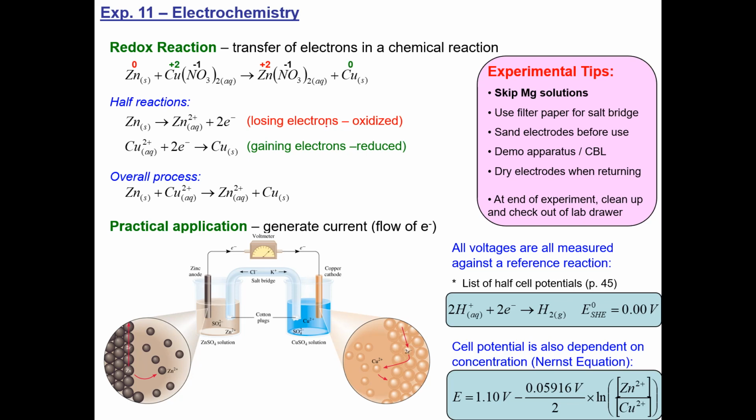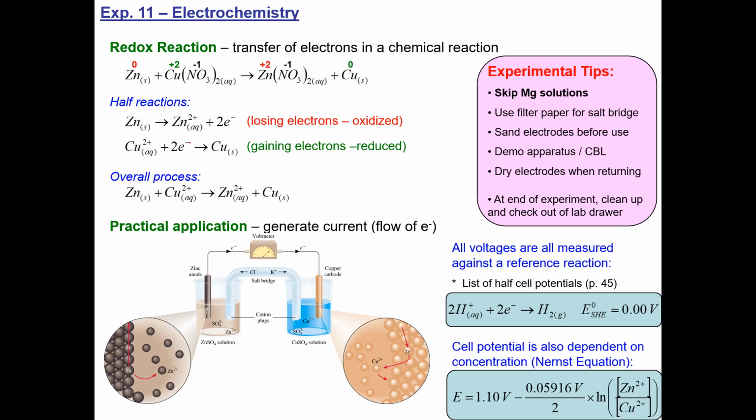And we know from last semester, LEO says GER: losing electrons means it's oxidized, and the reverse of that, gaining electrons, is reduced, right? So copper 2+ is going to turn into copper solid, but the only way that we can get rid of that +2 charge and go to a 0 is if it accepts 2 electrons, if it gains 2 electrons and is reduced. So LEO says GER. Losing electrons is oxidized, gaining electrons is reduced. So these are two half reactions.